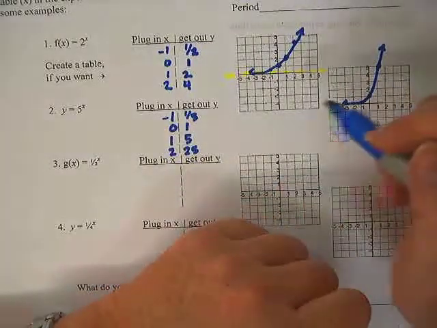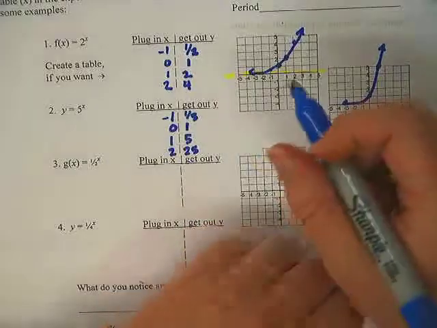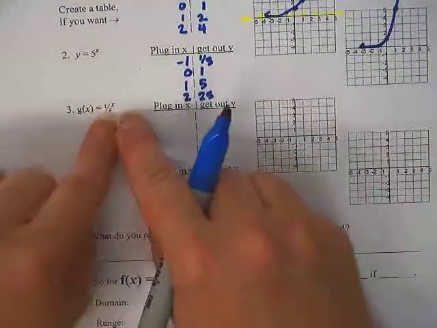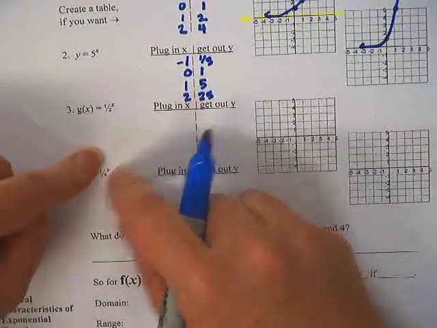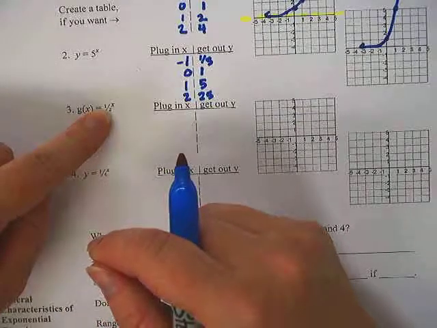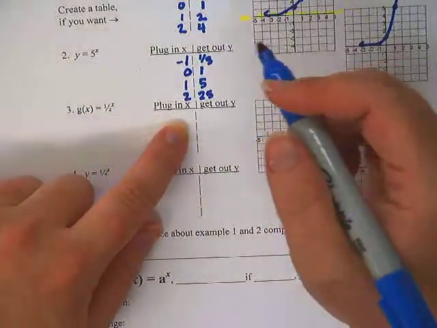Because the base has changed, well, it's steeper. The growth is happening a lot faster. So this would be a population that grows really quickly. Okay, now let's deal with bases that are fractions instead.